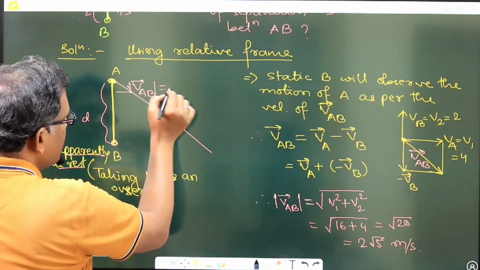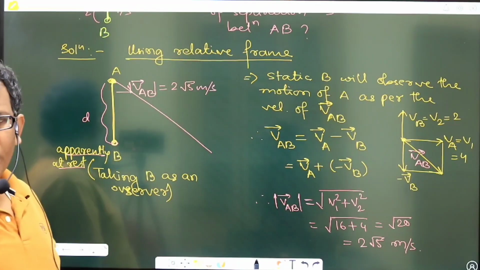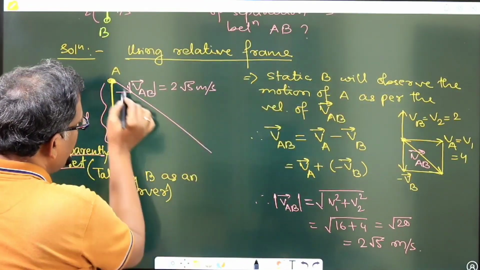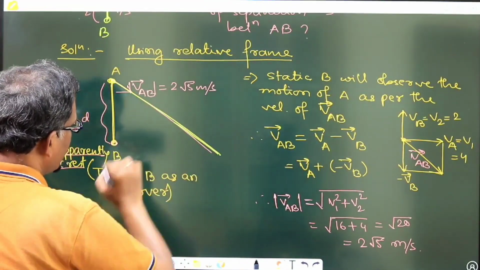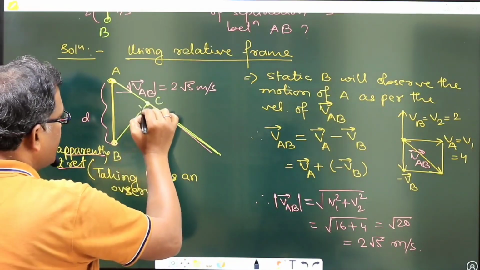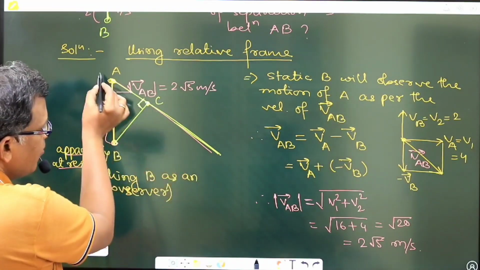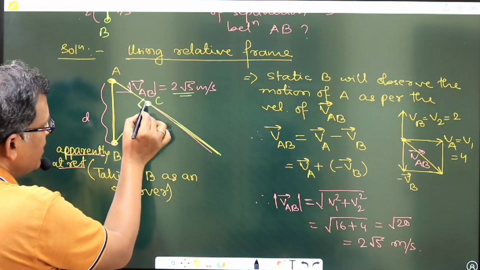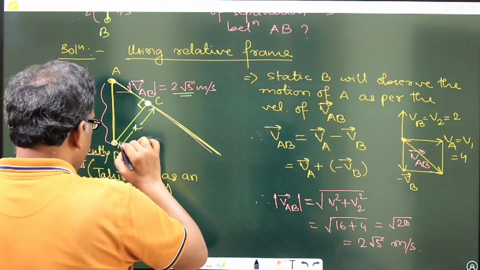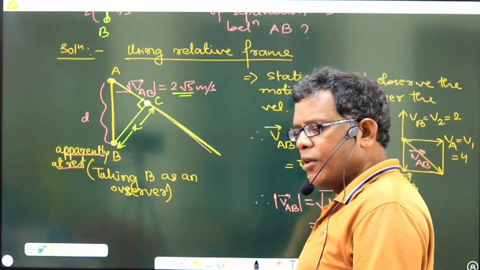So this 2 root 5 meter per second velocity is observed or measured by B. According to B, when A travels along this line using this velocity, there will be a position called C. If I name the foot of the perpendicular C, then when A reaches the point C, that time B to C will be the closest distance of separation between moving A and apparently static B. Are you getting me or not?